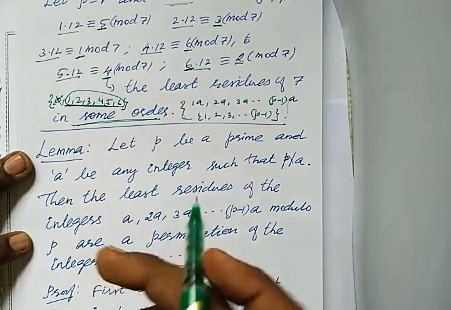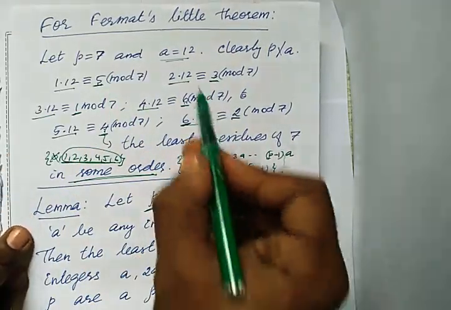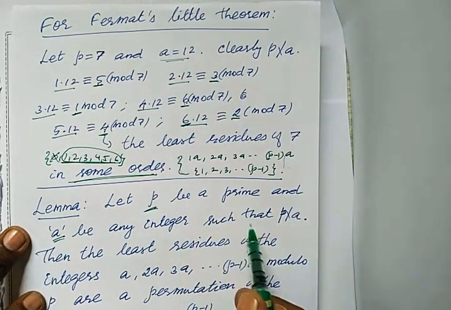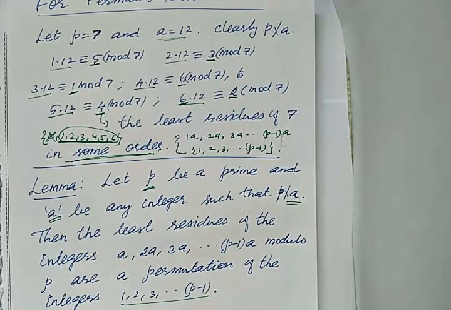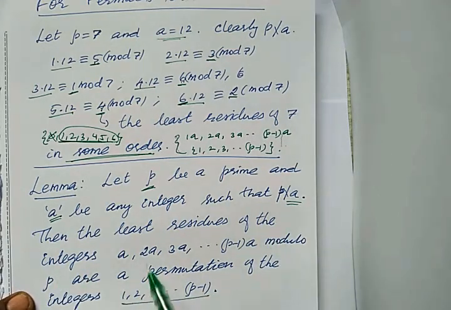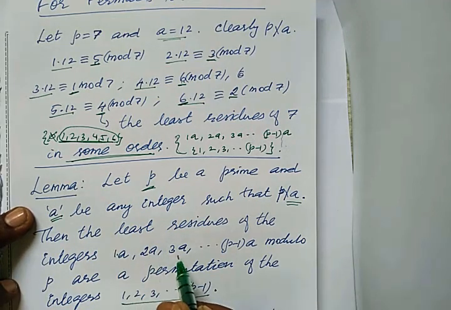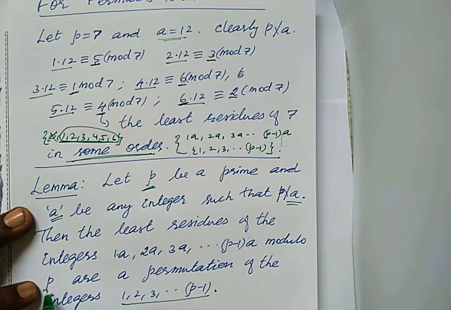What is the lemma? Like 7, here there is a prime P. Like this 12, there is some number A such that P does not divide A. Then the least residues of the integers A, 2A, 3A, etc., P minus 1 times A modulo P, are a permutation of the integers 1, 2, 3, etc., P minus 1.